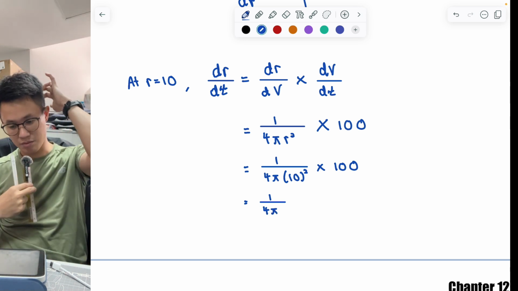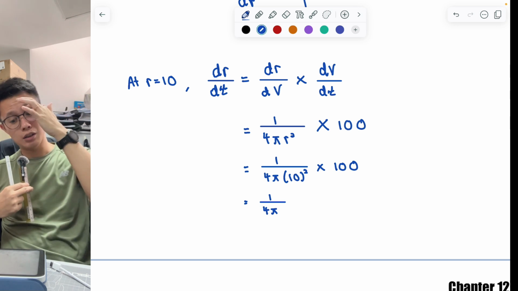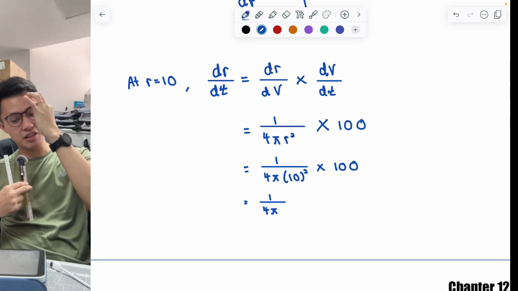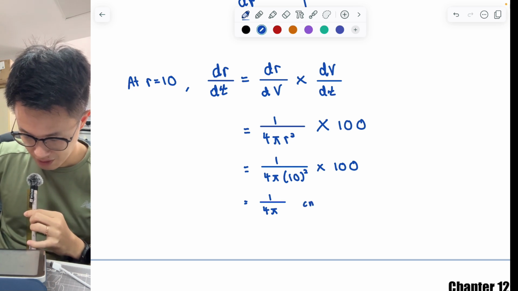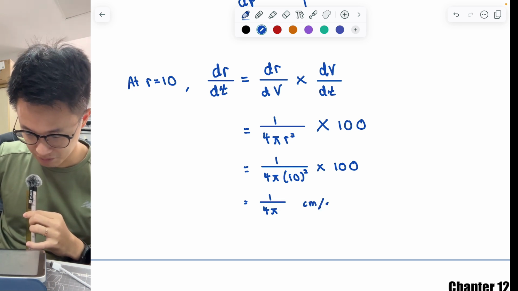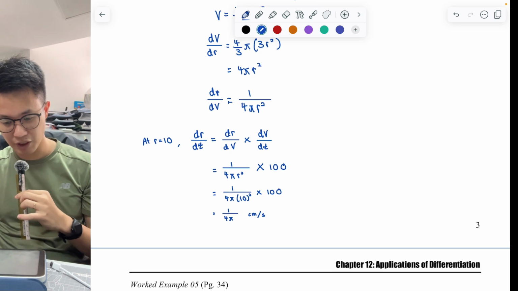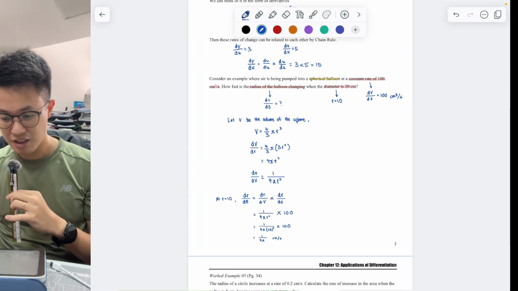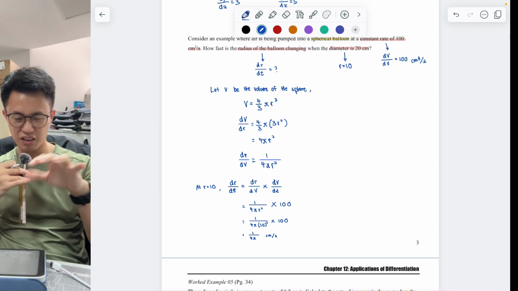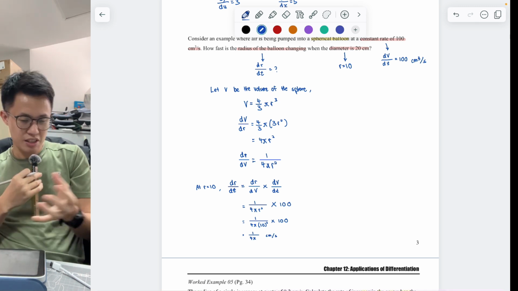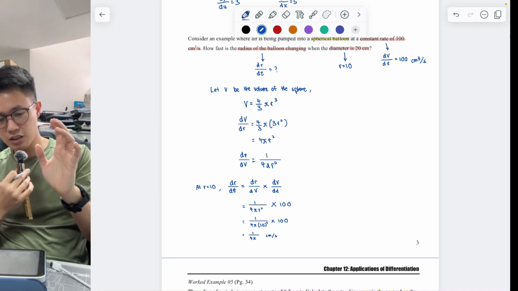1 over 4 pi is pretty small. That is the rate at which the radius is increasing per second. So this would be 1 over 4 pi cm per second. And that is how you find how fast the radius is changing with respect to time. I hope this explains connected rate of change. It's quite similar to the chain rule in some sense. Okay, that's all.